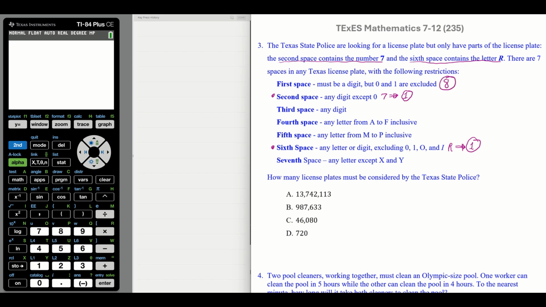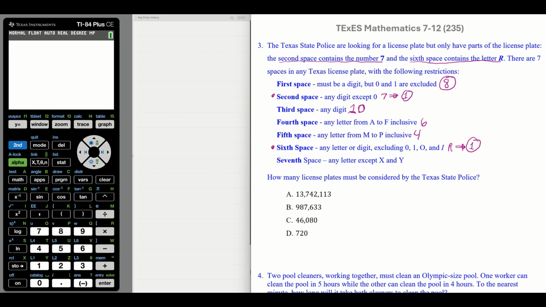In this third space, it's any digit, so we have all 10. In the fourth, that's going to be A, B, C, D, E, F. That's 6, including the A and the F. That's why it says inclusive. So that's 6 to consider. Then in the fifth space, you have M, O, P, and it says including them, so that's going to be 4 items to consider.